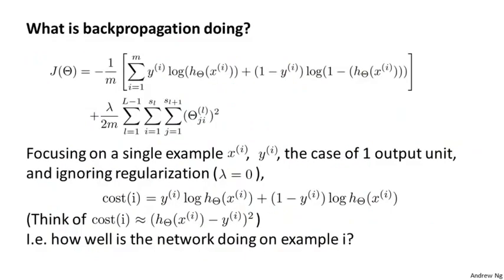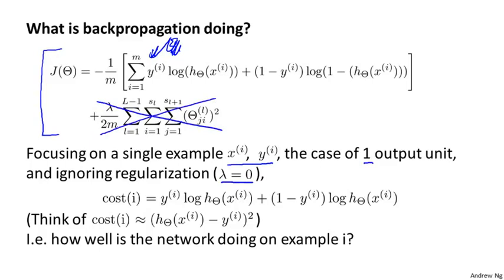To better understand what backpropagation is doing, let's look at the cost function. Here's the cost function that we had for when we have only one output unit. If we have more than one output unit, we just have a summation over the output units indexed by k there. But if you have only one output unit, then this is the cost function. And we do forward propagation and backpropagation on one example at a time. So let's just focus on a single example, xi, yi, and focus on the case of having one output unit. So yi here is just a real number. And let's ignore regularization, so lambda equals 0, and this final term, that regularization term, goes away.